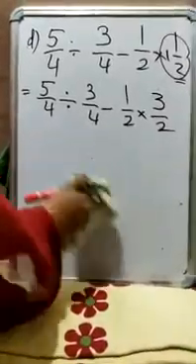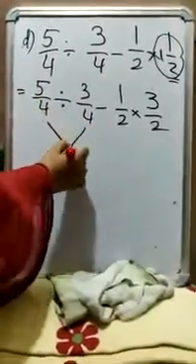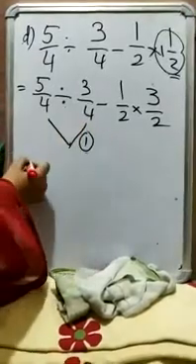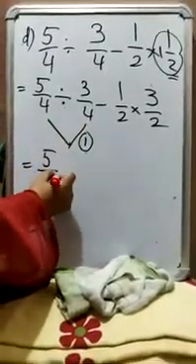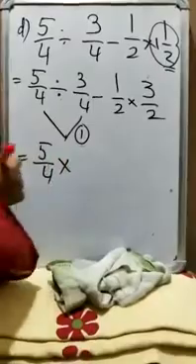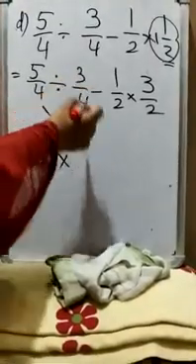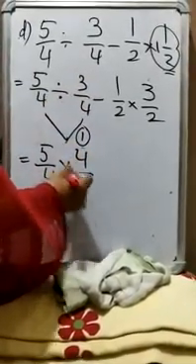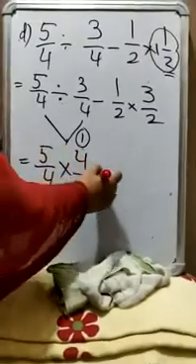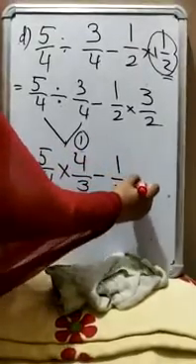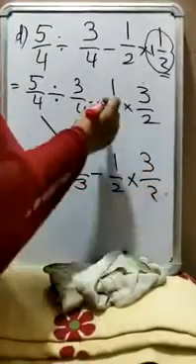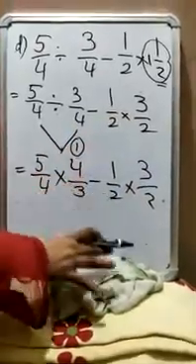Right? Now let us start. What do we have to do? We have to do this division first. So 5 by 4, and then divide, division will be converted into multiplication, and for this 3 by 4 we write the reciprocal of 3 by 4, which is 4 by 3, minus 1 by 2 into 3 by 2. Write down other numbers and mathematical operations as they are.